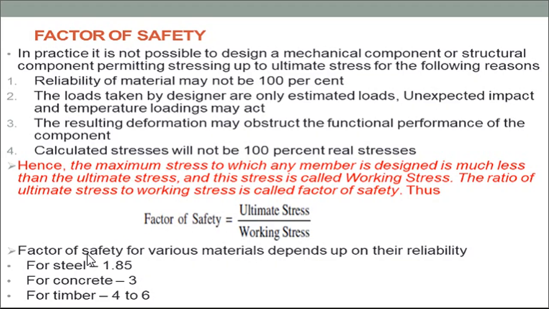Some of the important materials are mentioned below, with factors of safety depending on their reliability. For steel, the factor of safety is generally taken as 1.85, for concrete it is 3, and for timber a factor of safety of 4 to 6 is taken for the construction of any structural member.